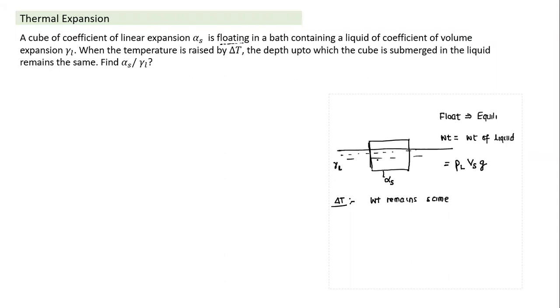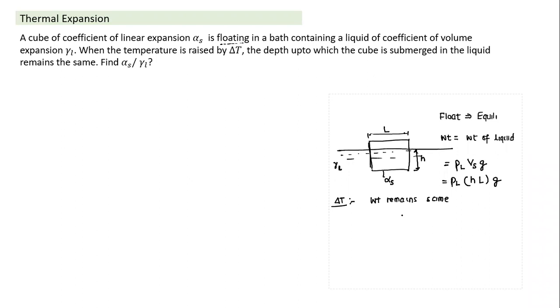Let's understand. If it is a cube here, I could have written volume submerged like this. Volume submerged, where H is the height of submergence. And if the side of the cube is L, how would I write the volume submerged? Volume submerged would be L into H into L. So the weight of liquid displaced is rho L into H into L into L into g.